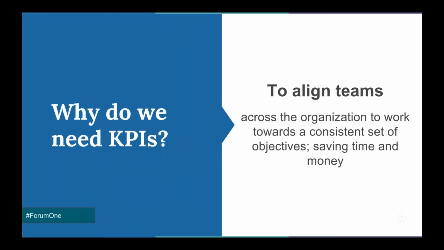We talk about KPIs being our analytics or our metrics that we're using to measure our overall strategy in the digital space. There's really three things. The first one is to help align our teams. We saw in the earlier slide that there can be a lot of different things competing for our attention. But by having our KPIs and what we're working towards, it helps us align our teams across the organization to work towards a consistent set of objectives.